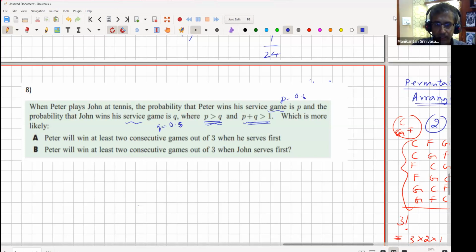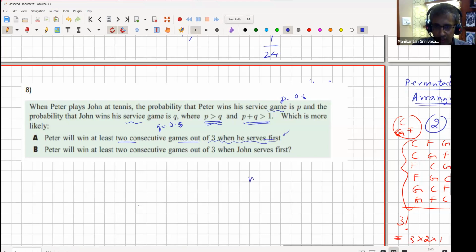Okay, Peter will win at least 2 consecutive games out of 3 when he serves first. In the interest of time, let me just quickly go through it, and if you have done it, you can check your answer. In tennis, they serve alternately, right? I was just wondering who's serving first, and the answer is right here. Okay, so Peter is serving first.